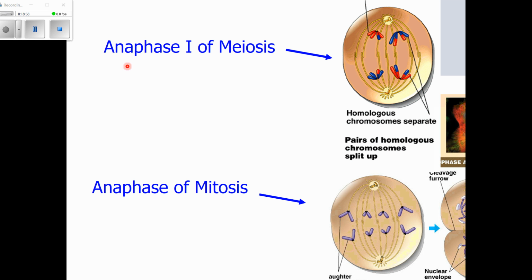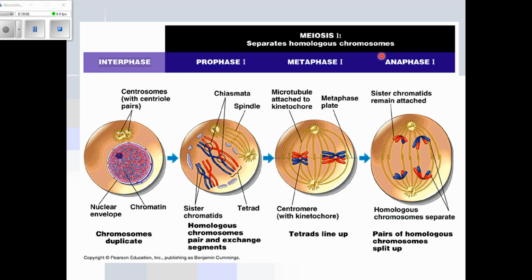That is not what happens in anaphase 1 of meiosis. Remember how they were lined up. The chromosomes were lined up still as pairs. So what's going to happen is one chromosome from each pair is going to be pulled to each end of the cell. In other words, the couples separate.